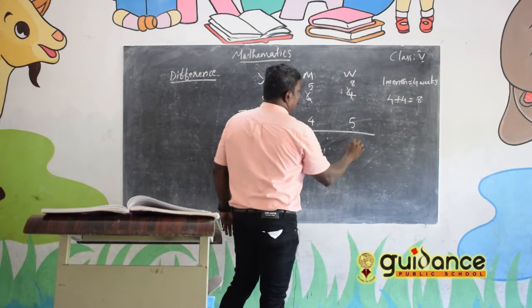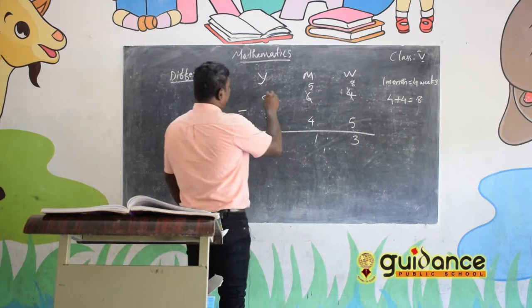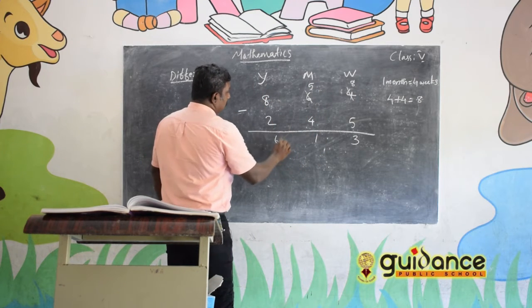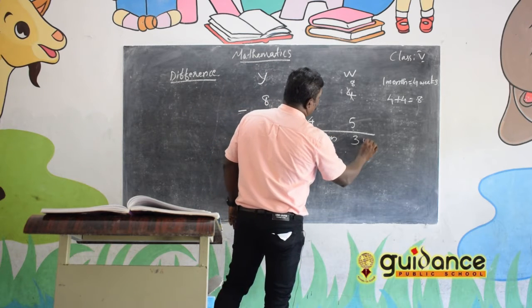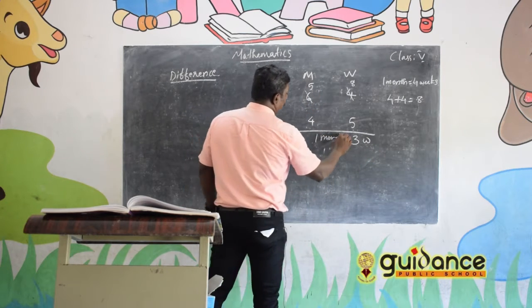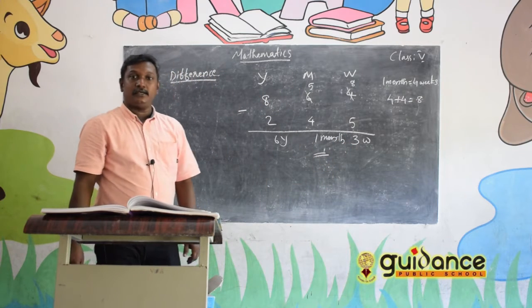So 8 minus 5 is 3. 5 minus 4 is 1. 8 minus 2 is 6. So the answer is 6 years, 1 month and 3 weeks.